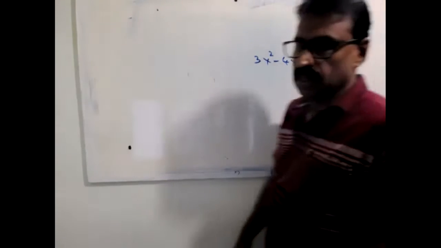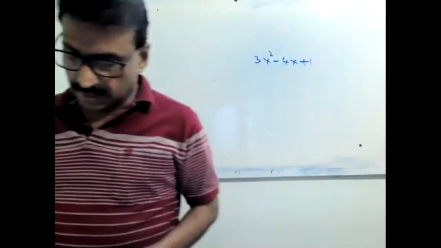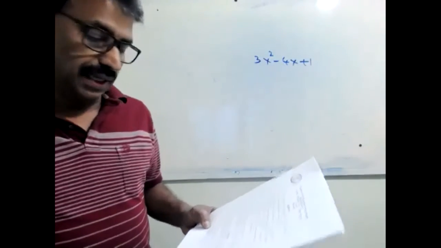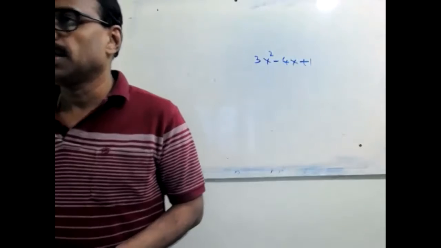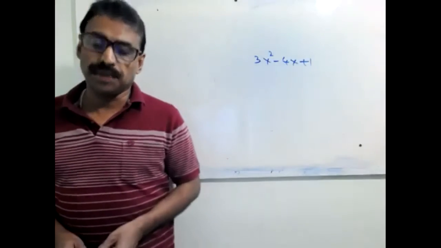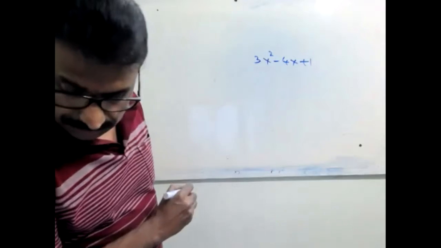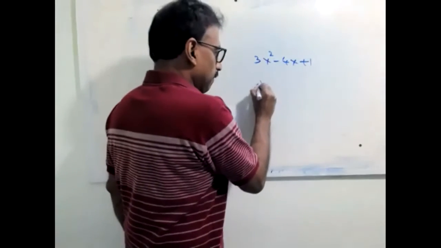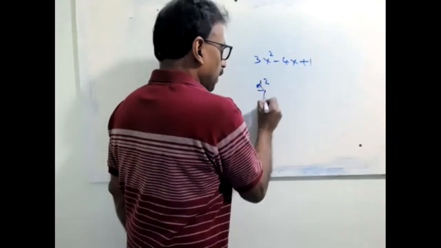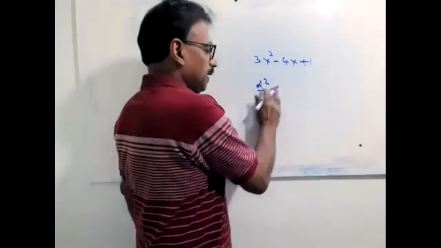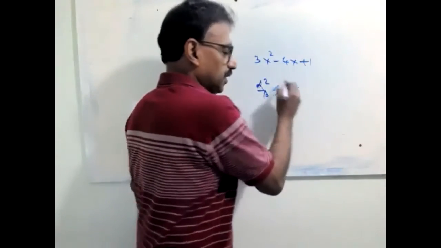If alpha and beta are the zeros of the polynomial 3x square minus 4x plus 1, then form a quadratic polynomial whose zeros are alpha square by beta and beta square by alpha.